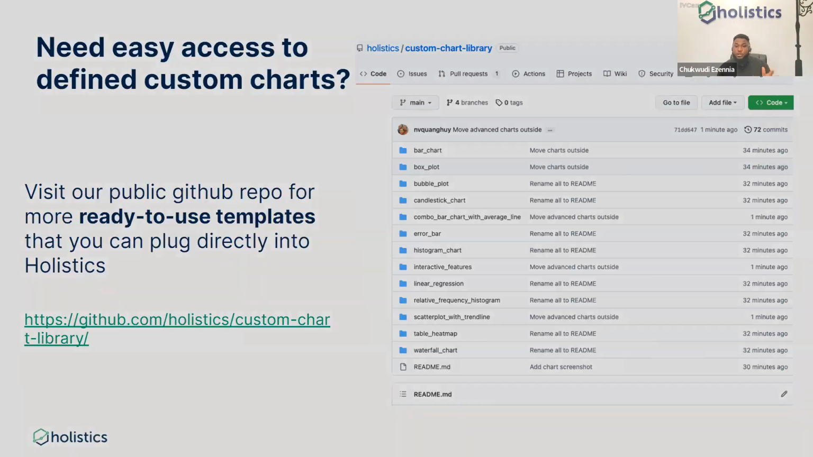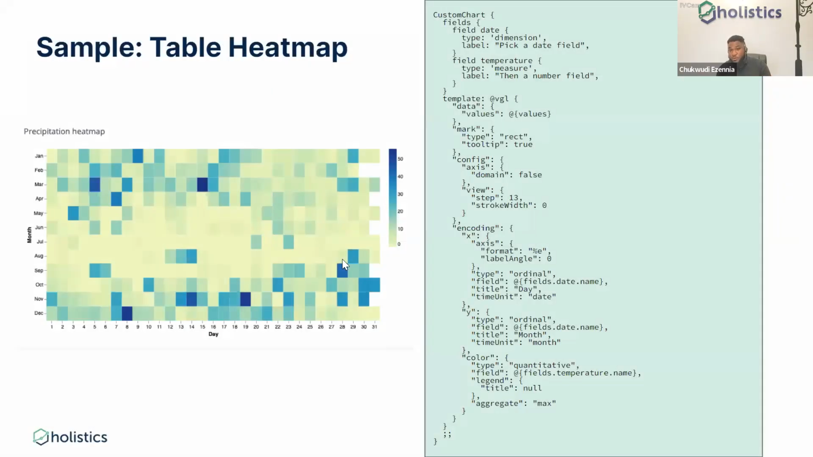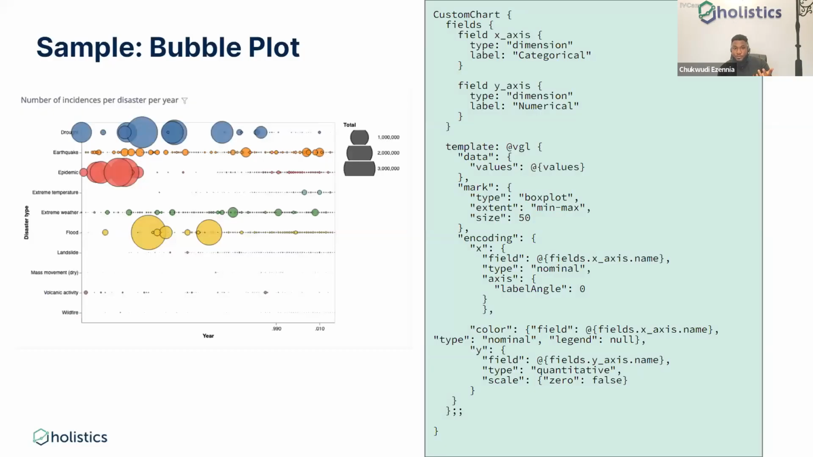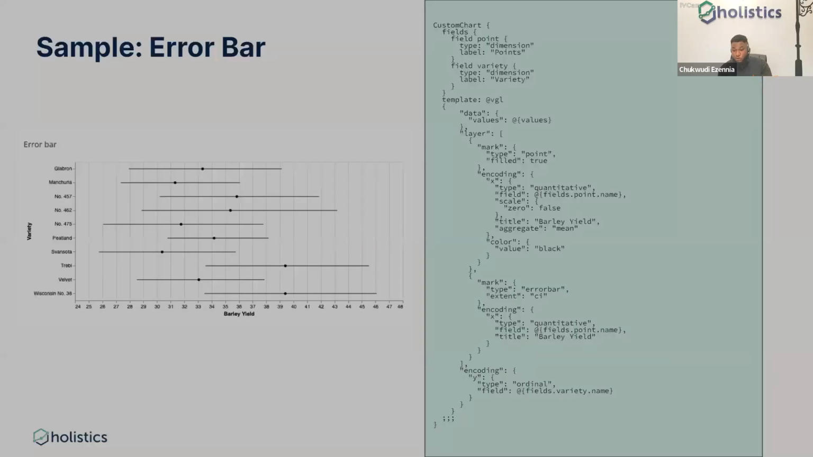So just to take a look at some of the sample ones, this is a table heat map. And if you look at this side, we see that this code has already been written for us and defined. So just literally copy this entire code, paste it on your end, and you should have a chart like this open to you. So you have this sample bubble plots. Same thing, we have all of this, right?